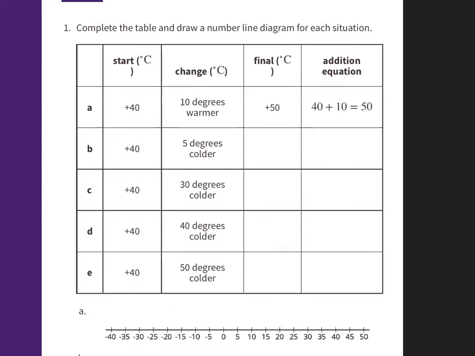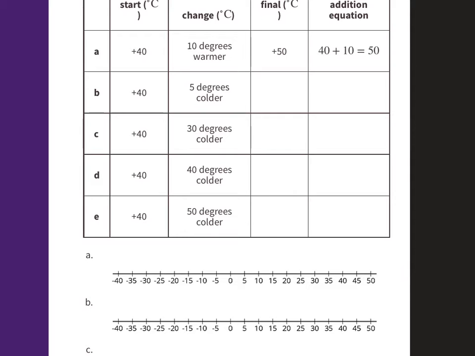So we start at 40 and we go 10 degrees warmer. 40's here. If we move 10 warmer, that means we're going to go 10 to the right, and we end up at 5, so 50. So 40 plus 10 is 50.